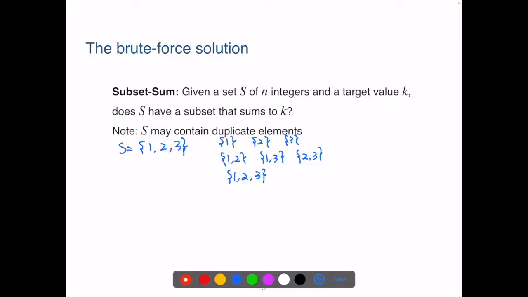So when we look at each element in the set S, it's either in or not in a subset. So we have 2 possibilities for the first element. We also have 2 possibilities for the second element. It's either in a subset or not in a subset. And the same for the third one. So the number of subsets of set S is 2 to the power of n, where n is the size of the set S. We can enumerate all 2 to the power of n possible subsets and compute their sums during the enumeration process. So this naive brute force algorithm has a complexity of big O of 2 to the power of n. It's an exponential algorithm.